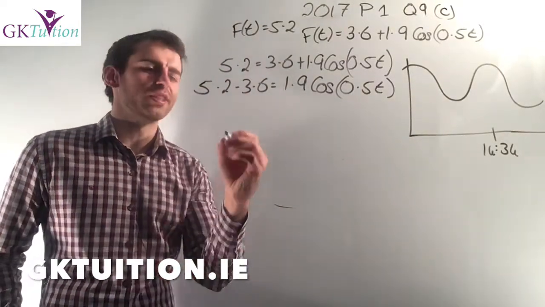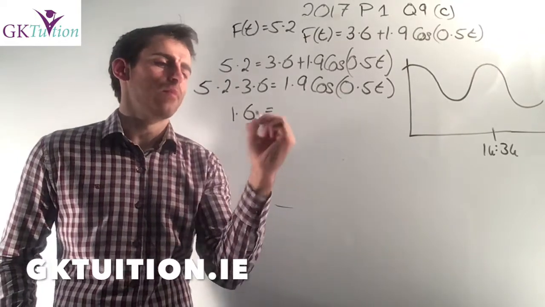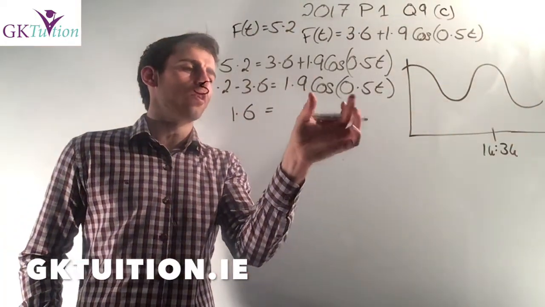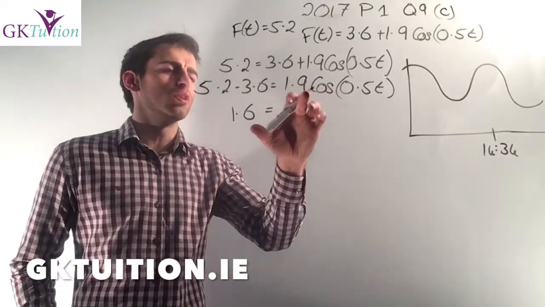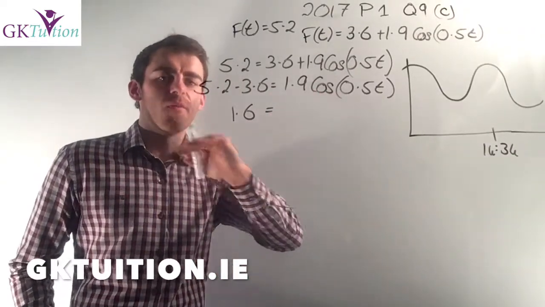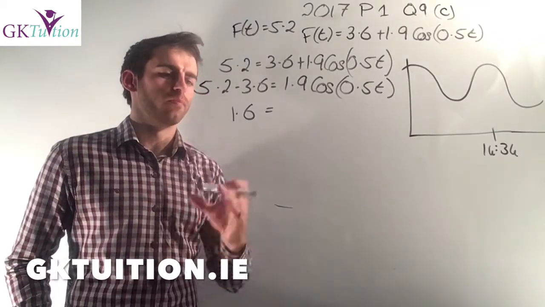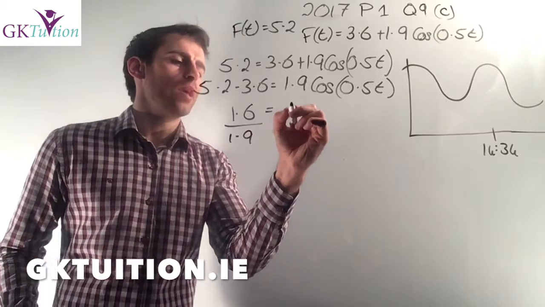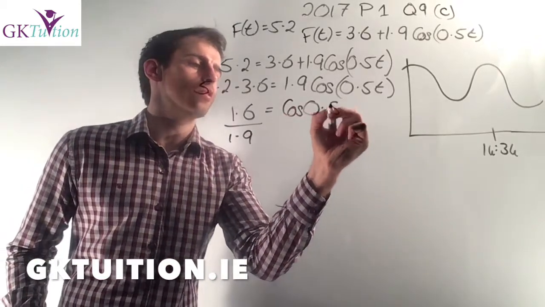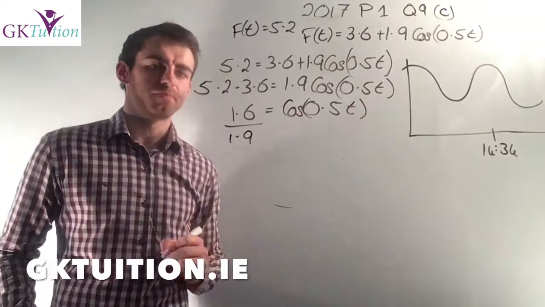5.2 minus 3.6 is 1.6. And on this line, I want to try and isolate my cos 0.5t, which means that rather than multiplying by 1.9, I'm going to divide both sides by 1.9, which means it becomes 1.6 divided by 1.9 is equal to the cos of 0.5 times t.